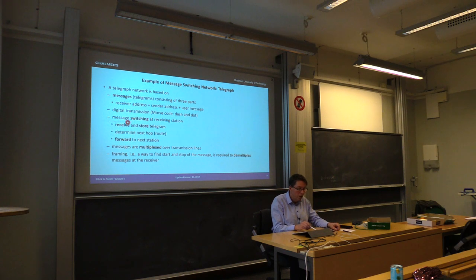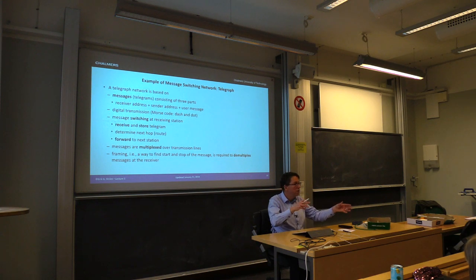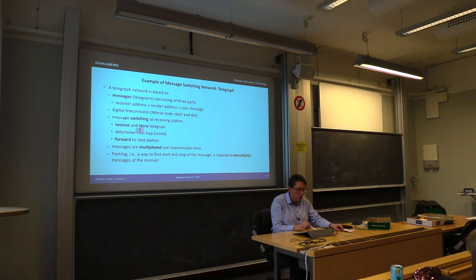There is some message switching at the receiving station. So a telegraph network consists of many stations interconnected with lines. So there is an incoming telegram. Somebody looks at the telegram and figures out, okay, you should go out in some other direction. So there's a store and forward thing. So receive, store, determine the next hop, and then forward to the next station. And eventually it reaches the final destination.